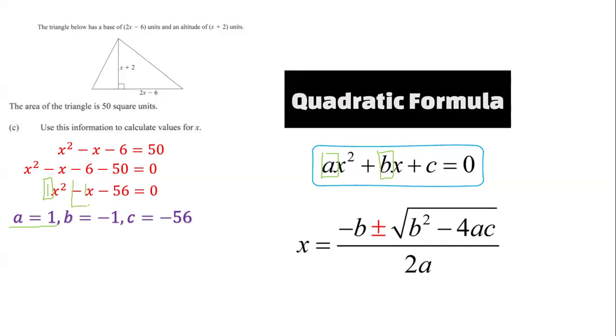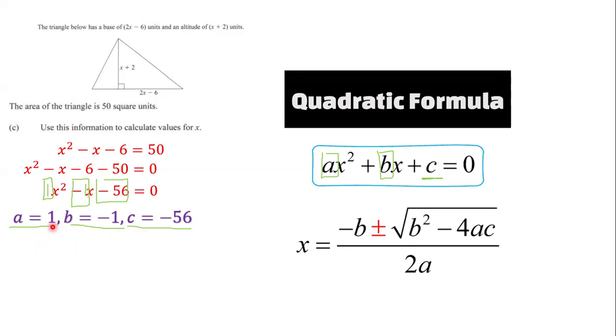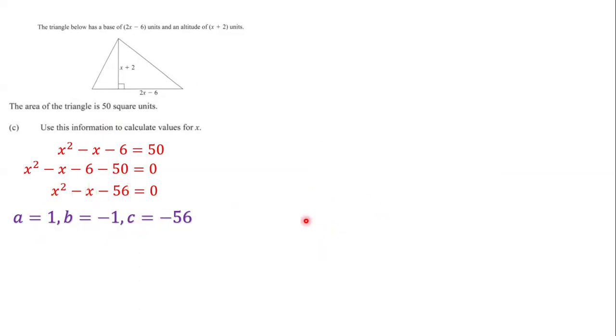So negative 1 is the coefficient of x, and negative 1 is b, all right? And then we have c, and c is this constant by itself. So c is going to be equal to negative 56, all right? So a is equal to 1, b is equal to negative 1, and c is equal to negative 56. And so we have what a is, what b is, and what c is, and we can use that to substitute in the formula and figure what the value of x is. Okay, so let's move ahead and do that.